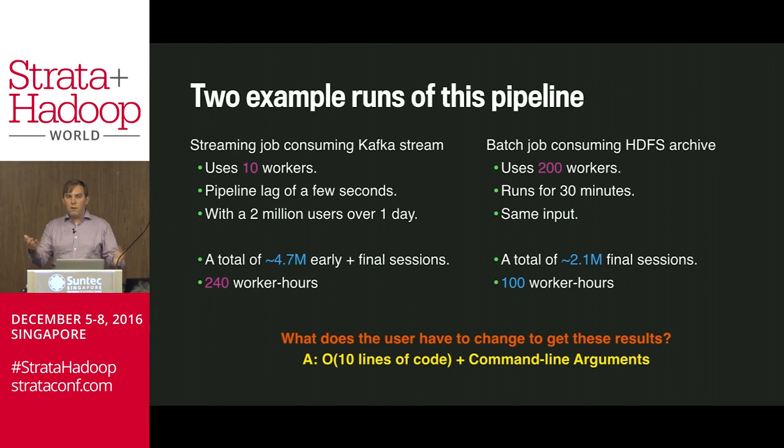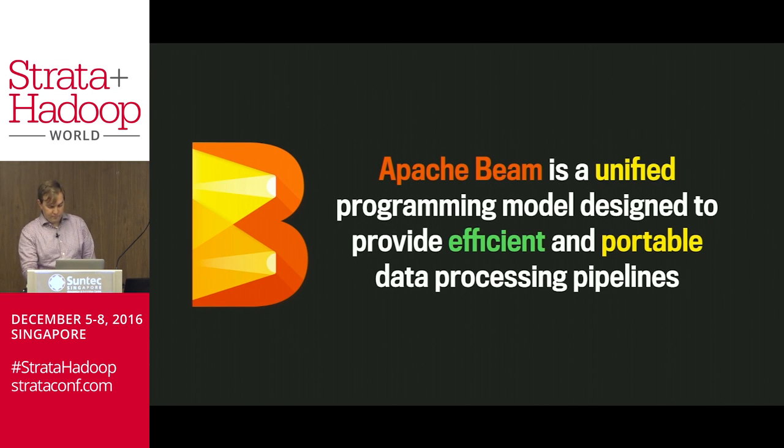We want you to write roughly 5-10 lines of code that switch from, say, text files to Kafka and maybe change some command line arguments. We even have users that are running the streaming jobs in Flink because they think Flink is the best streaming runner, and the batch jobs in Spark because they prefer the way Spark integrates with Yarn or something like that. And you can get all this with the same code by just changing command line arguments. So that gives you a very brief overview of what I mean by unified programming model.